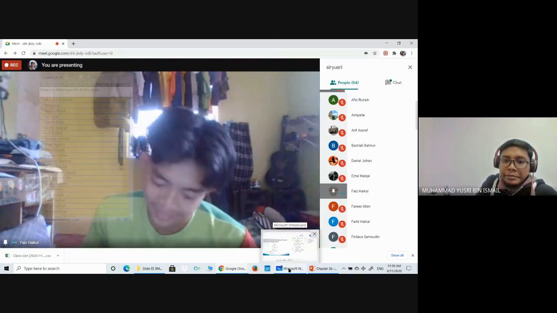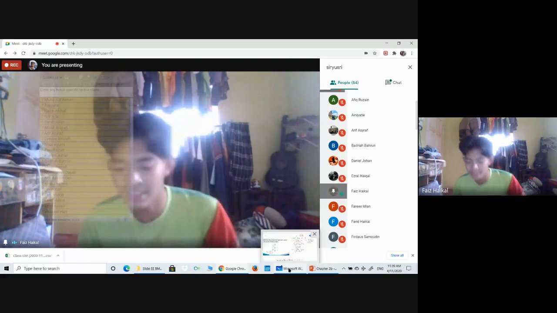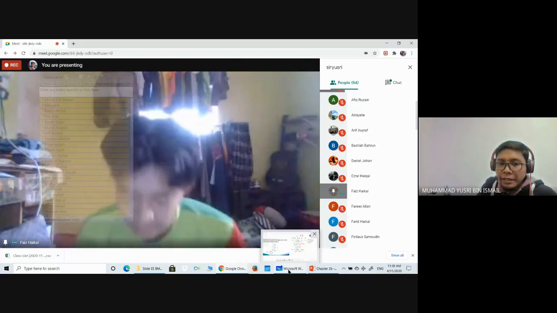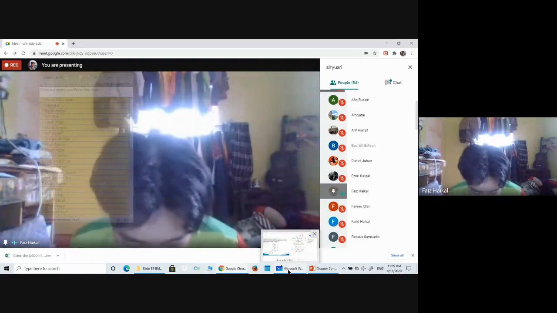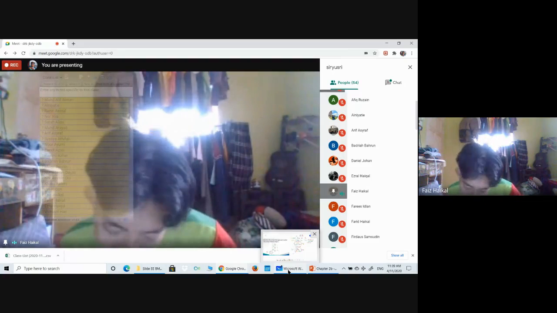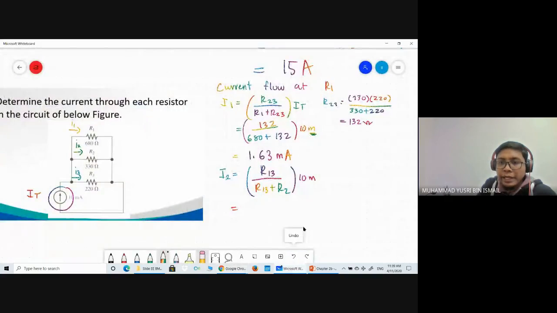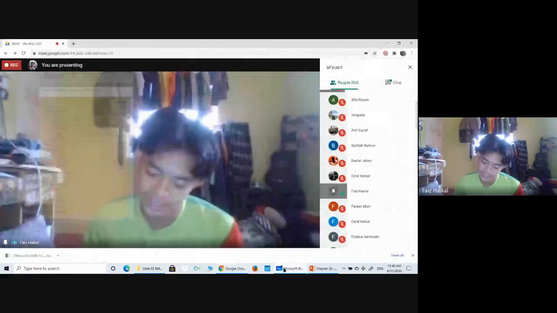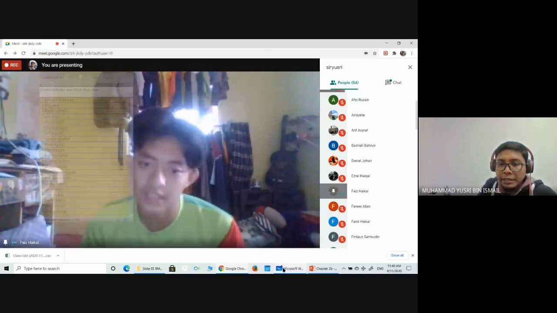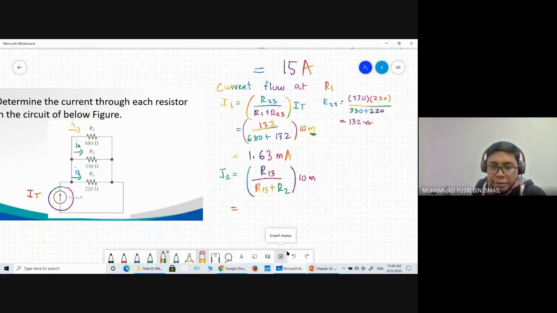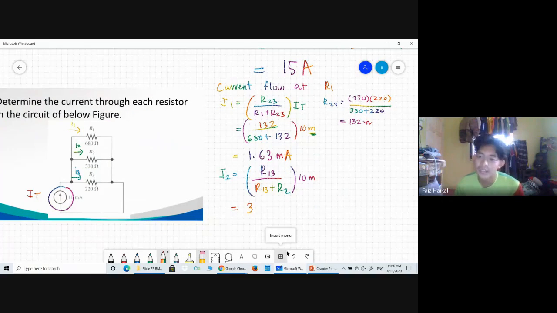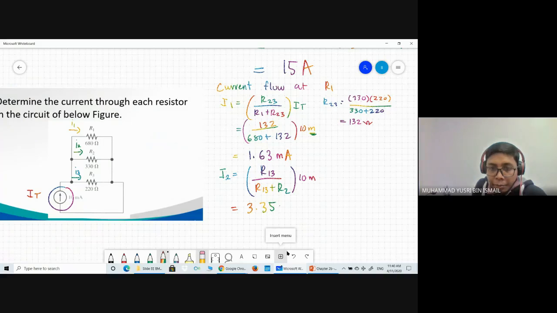Tambah apa? R1 R3 lah. Dia punya R13 dan R2. Okay, alright. Okay, and then kalikan dengan 10 punya milliampere current source. Okay, dapat berapa jawapan dia for I2? 3.35 milliampere. Alright, sebab kita kalikan dengan milli. Alright.